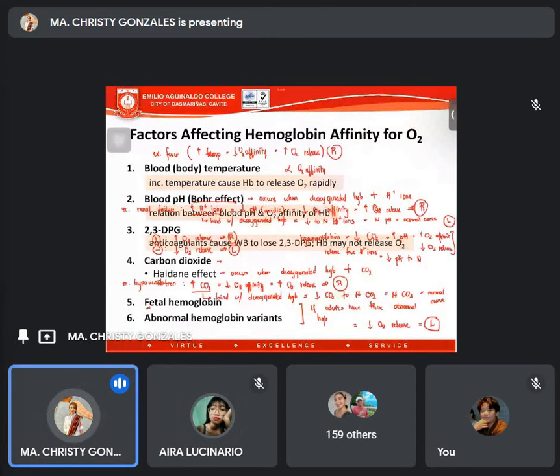Now, let's proceed to the heme synthesis. So, first is the condensation of succinyl-CoA and glycine to produce delta aminolevulinic acid. Now, please take note, this is happening in the mitochondria. So anything on the right side is happening in the mitochondria, and those on the left side are happening in the cytoplasm.